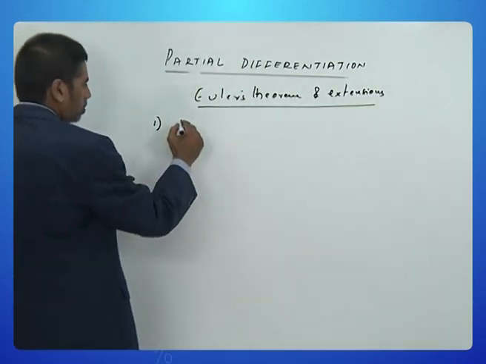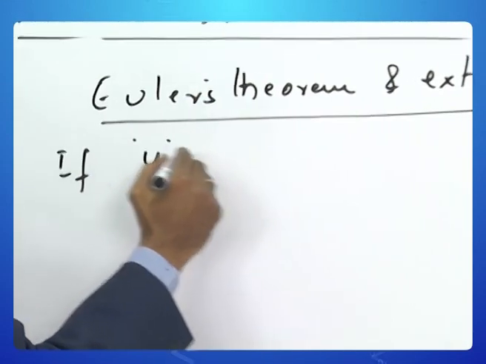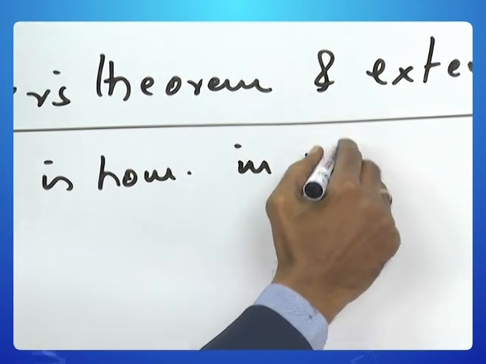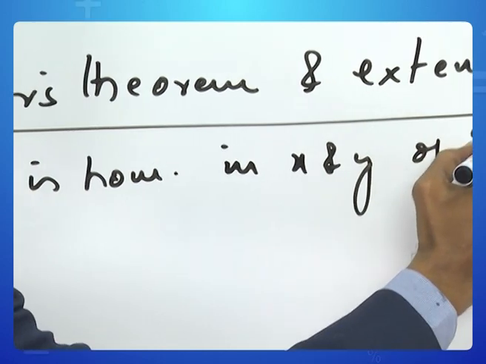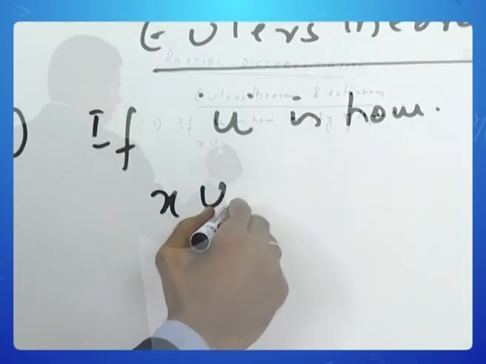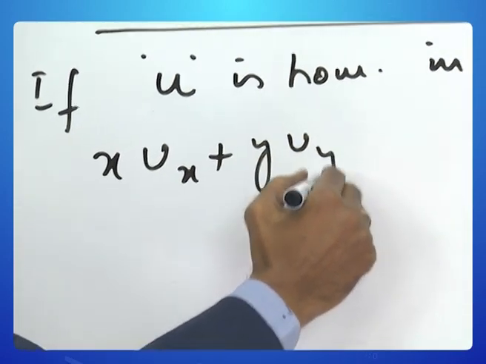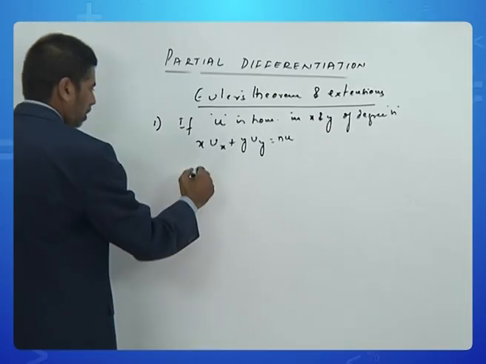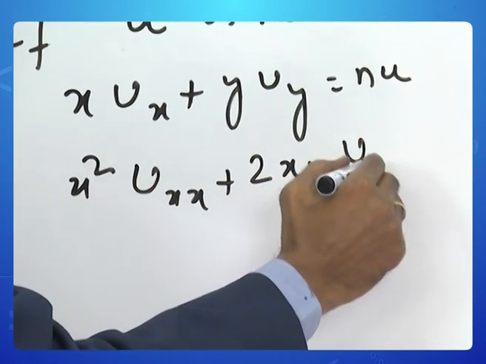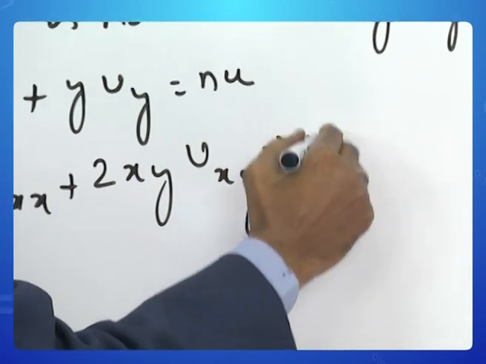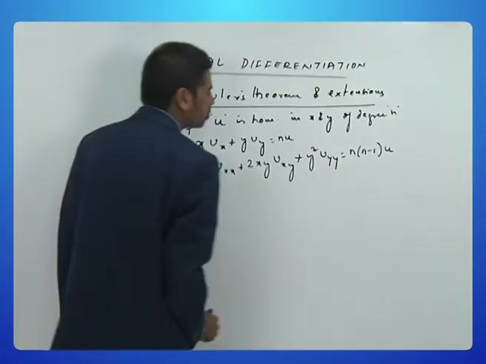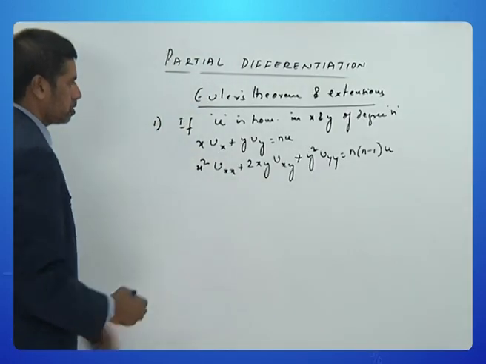One is, if U is homogeneous in x and y of degree n, x u_x plus y u_y is equal to n u, and x squared u_xx plus 2xy u_xy plus y squared u_yy is equal to n into (n minus 1) into u. This is when U is homogeneous.